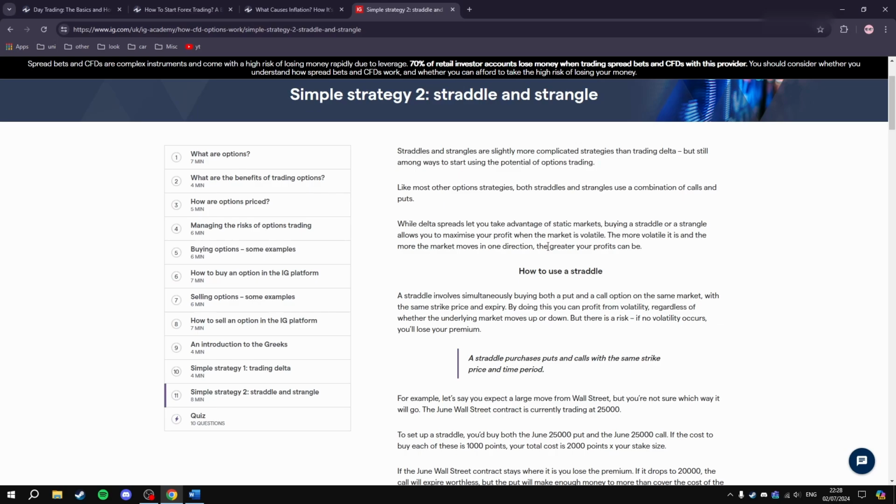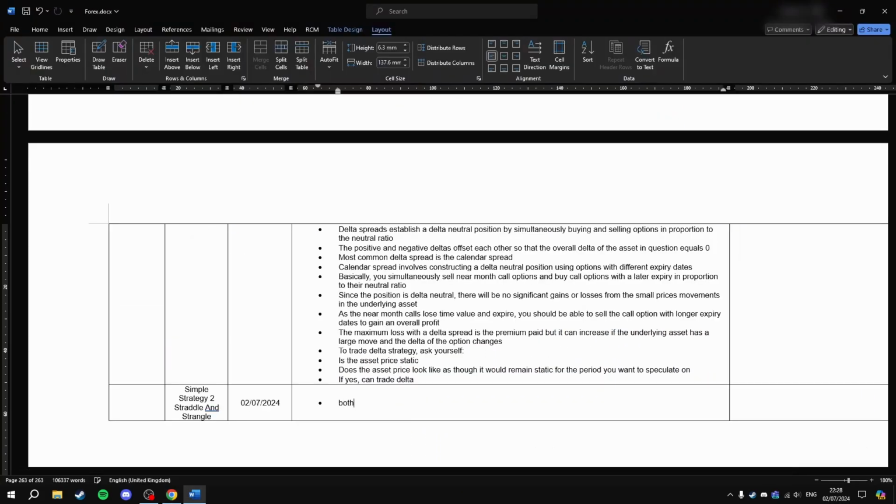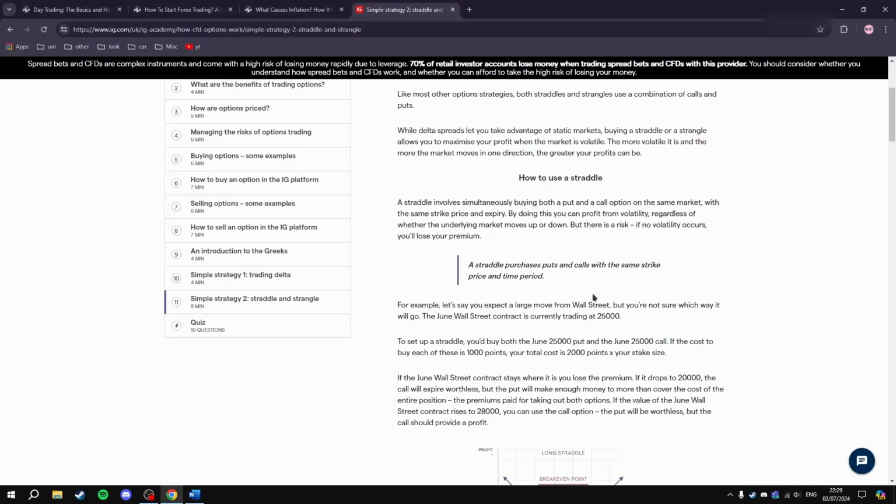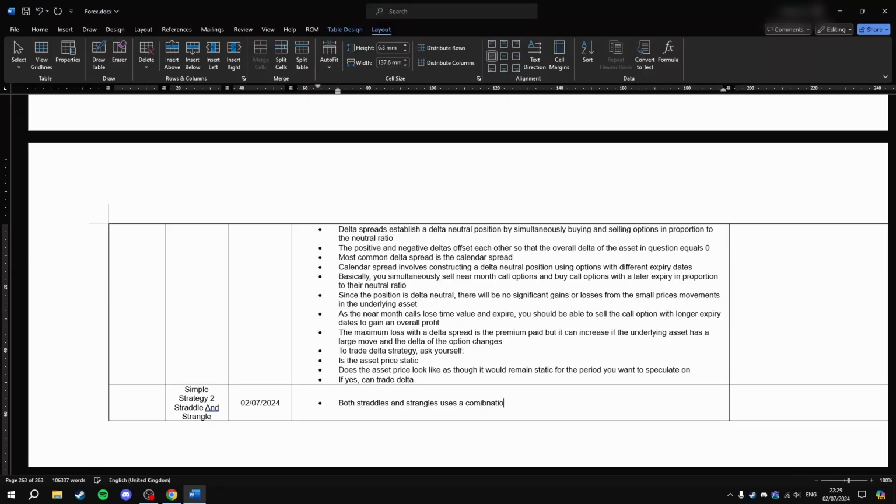So straddles and strangles are slightly more complicated strategies than trading delta, but still among the ways to start using the potential of options trading. Like most other options strategies, both straddles and strangles use a combination of calls and puts. Are they two different options then? Both straddles and strangles use a combination of call and put options.